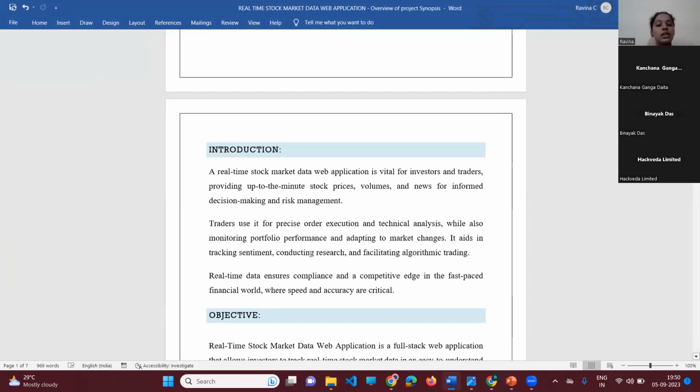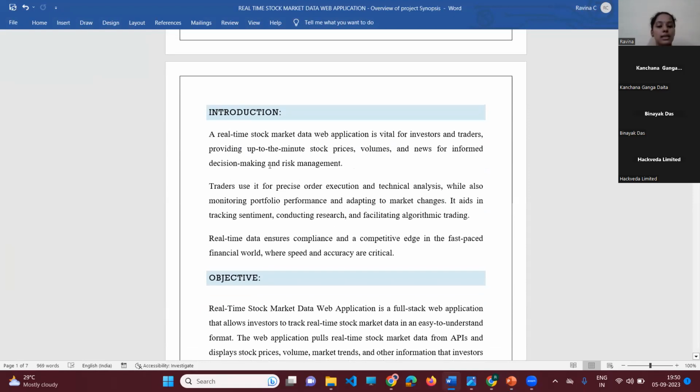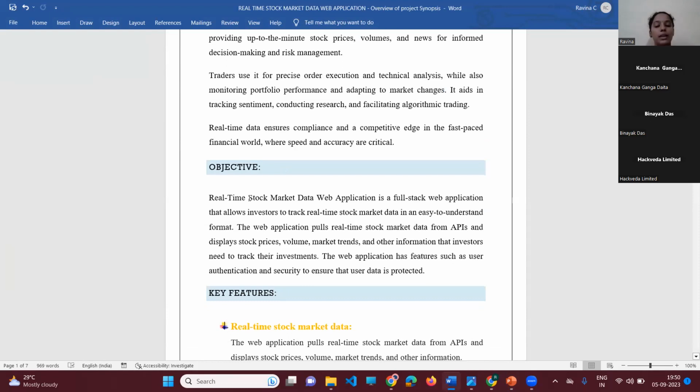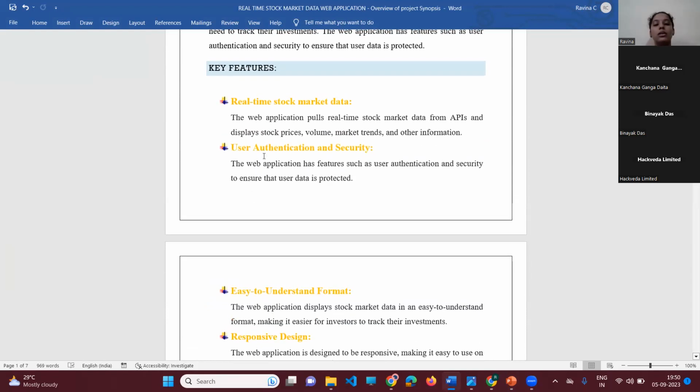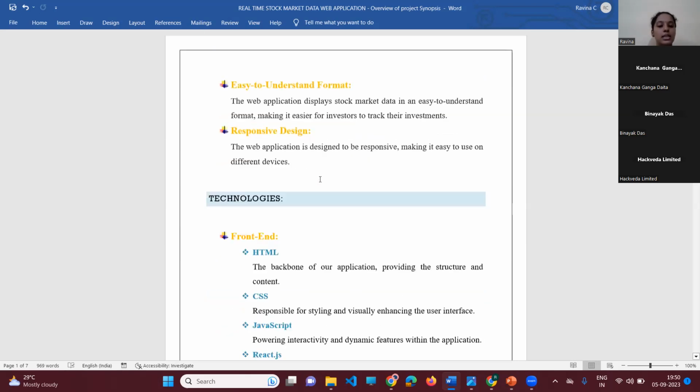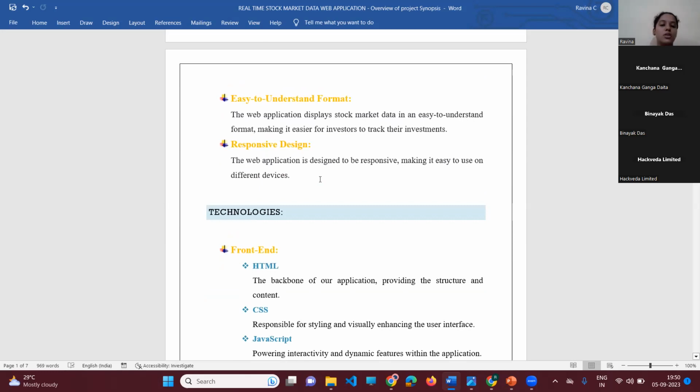The introduction contains why it is needed, and the objective contains how our application makes the process easier. Key features, as I have mentioned, are all detailed in our presentation, and I'm just pinpointing the important points. Key features include real-time stock market data, user authentication, an easy-to-understand format, and it should be responsive.